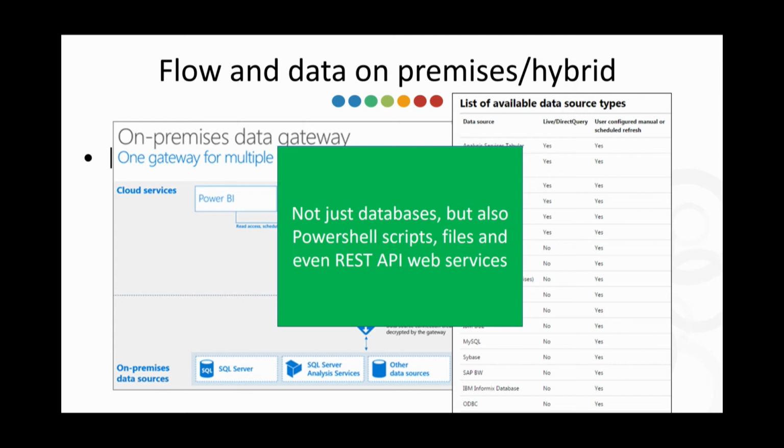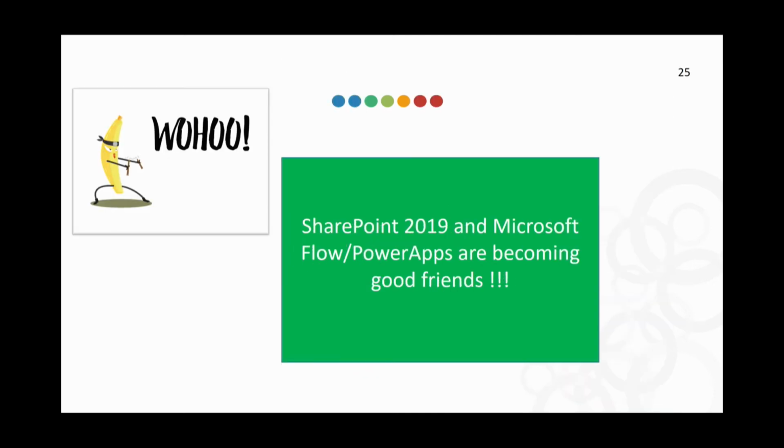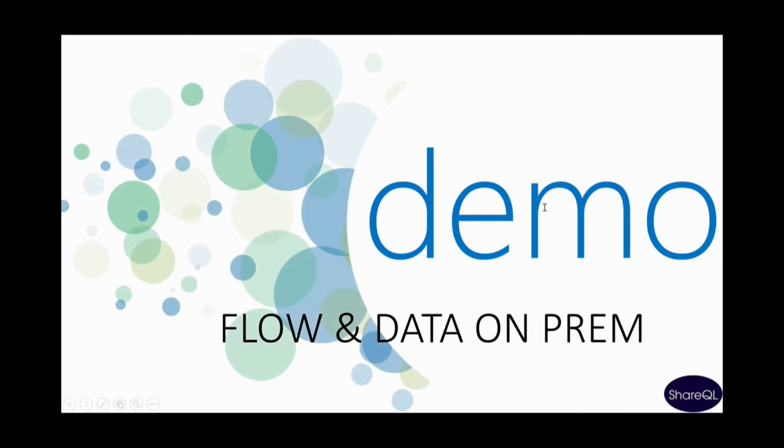Yes, okay, sure. Before going into the demo, I would like to tell you this. SharePoint 2019 and Microsoft Flow are becoming friends. Same for Power Apps. So that means in a SharePoint list or SharePoint document library, you will see the Flow and the Power Apps menu. And you will be able to start a Flow or a Power App from SharePoint on-prem, even though we can already do that today. So let's take a look at on-prem.